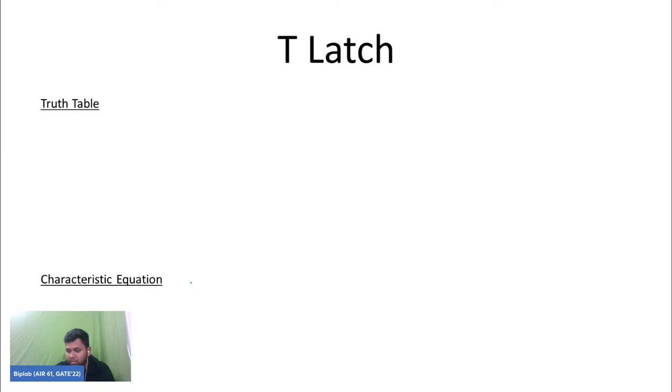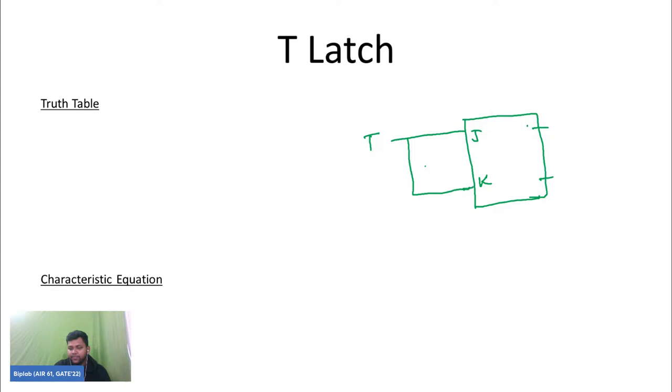Okay. So let us go to the T latch, which is nothing but your JK latch, where the input T is sent to both J and K. Then you will have some Qn and Qn bar.